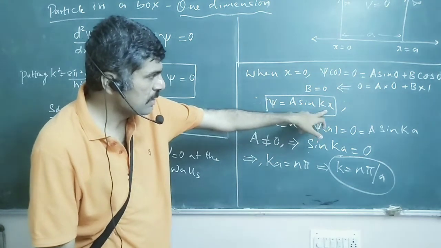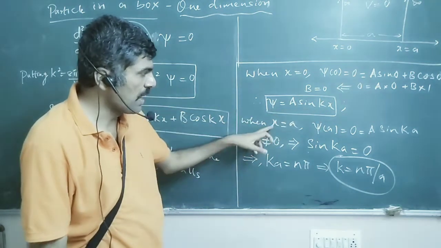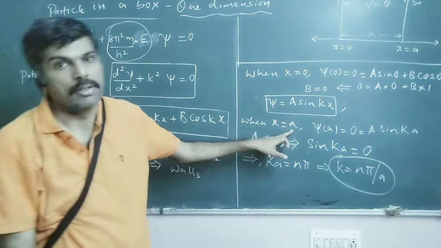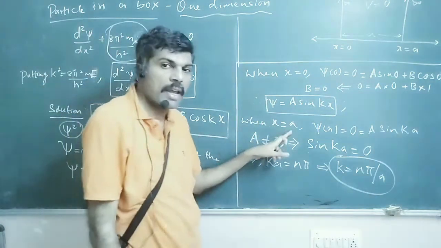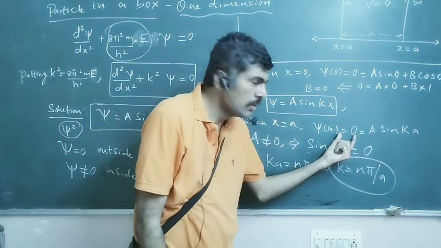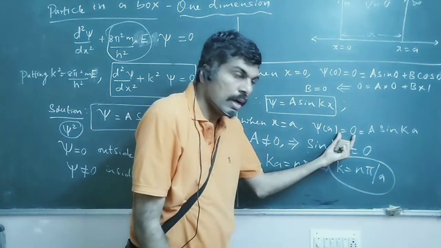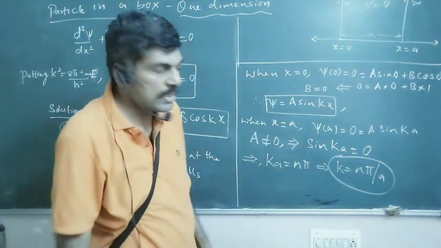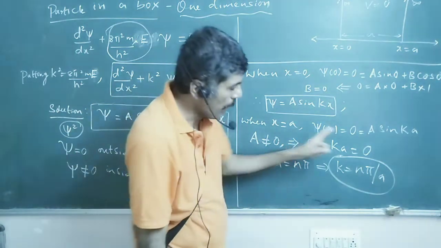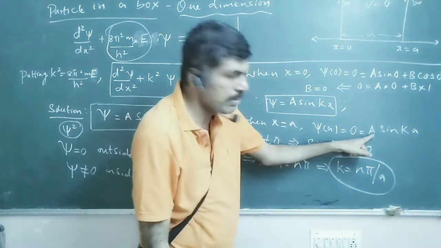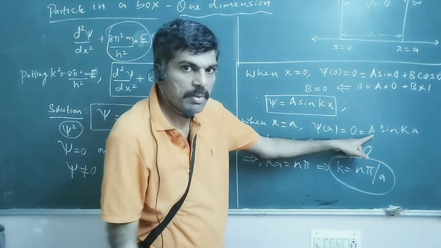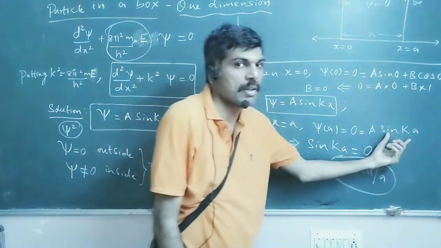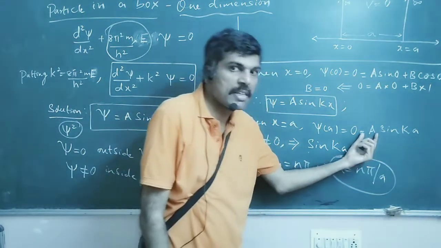To evaluate the nature of the sine function, let us put x is equal to a, the other boundary condition. When x equal to a, the wave function has to be 0. Therefore, a sin ka is equal to 0. This leaves us with two possibilities. One possibility is that a can be 0. The other possibility is sin ka can be 0. Can a be 0?